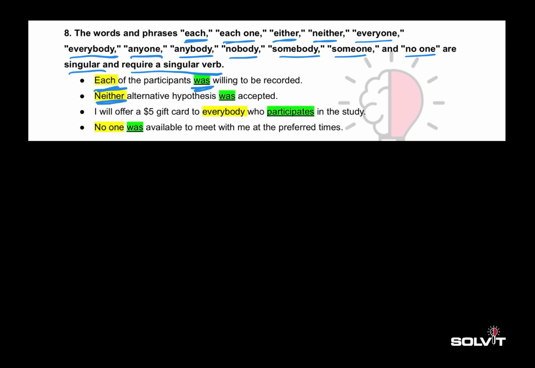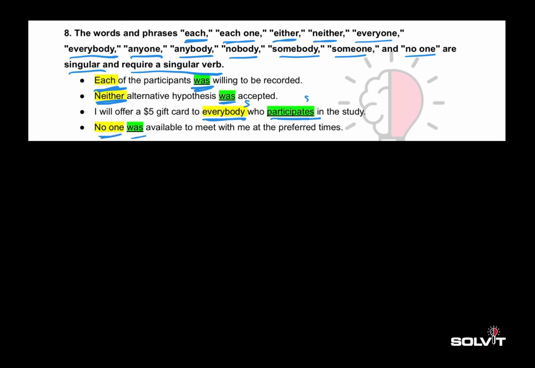So neither, again, is singular, and so was will also be singular. I will offer a $5 gift card to everybody who participates in the study. So everybody is our subject and participates is our verb. Everybody is singular, and so our verb will also be singular.